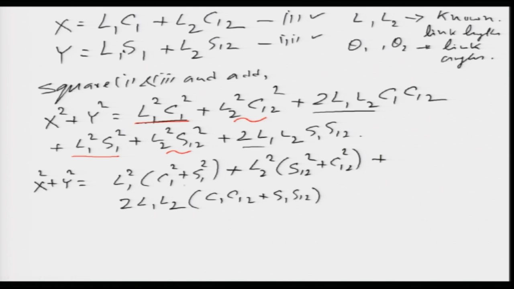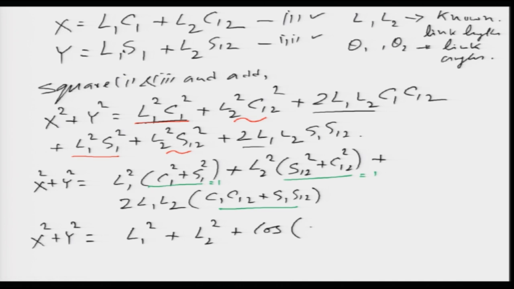Now we know that this is equal to 1, this term is going to become equal to 1, and we can simplify this term. Let us do that and see what it comes out as. So x squared plus y squared is equal to L1 squared plus L2 squared plus twice L1 L2 cos, writing it in full, (theta1 + theta2 - theta1). That is the order in which it comes. Now you can see that this cancels and that cancels. So x squared plus y squared is equal to L1 squared plus L2 squared plus cos.